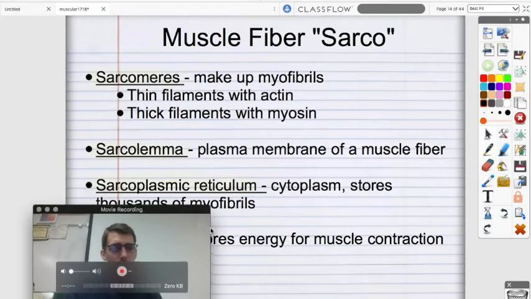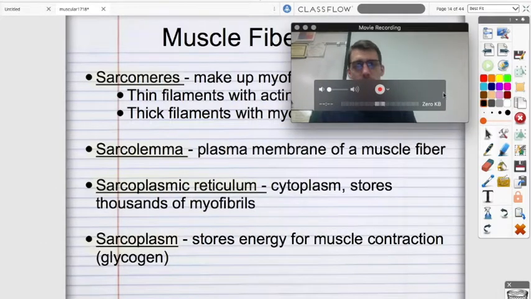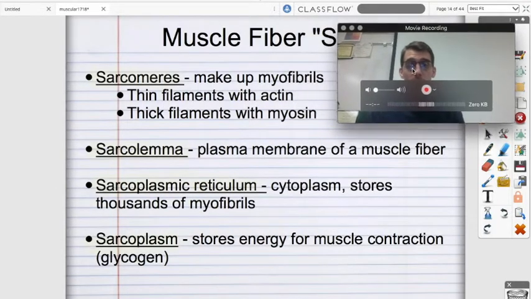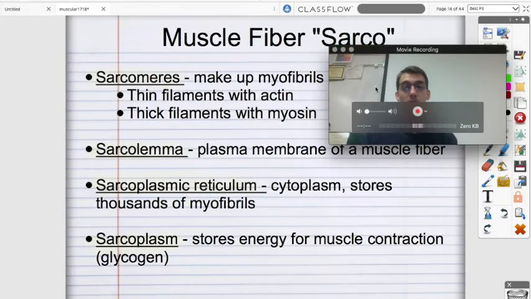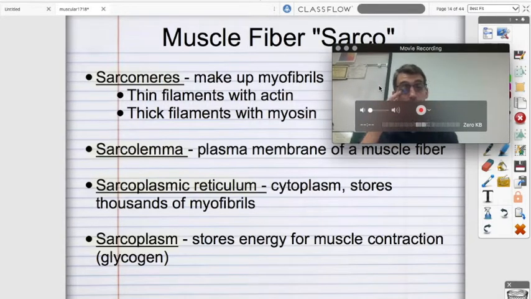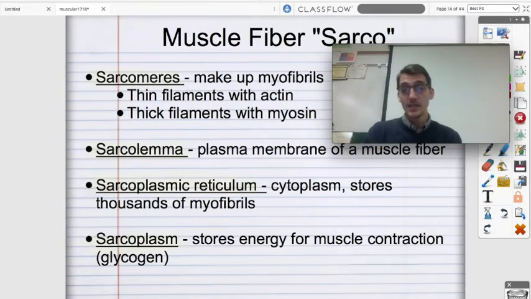Here are some other terms. We're going to get into the microanatomy of muscles here. You'll notice I put "sarco." All of these terms start with the prefix sarco, which obviously refers to muscles, particularly at the cellular level. What we're about to take a look at a diagram of is called a sarcomere, which is made up of what we call myofibrils. Myofibrils are proteins that pull on each other and allow a muscle to contract.